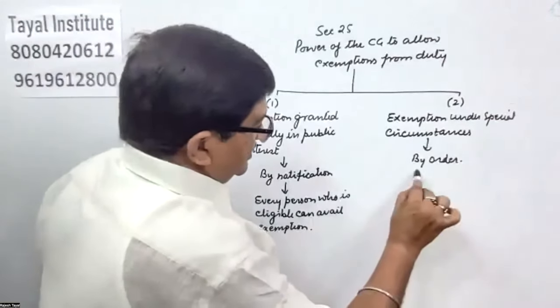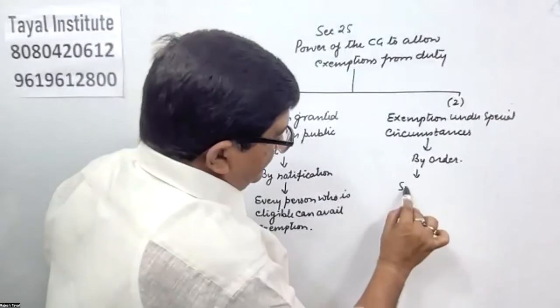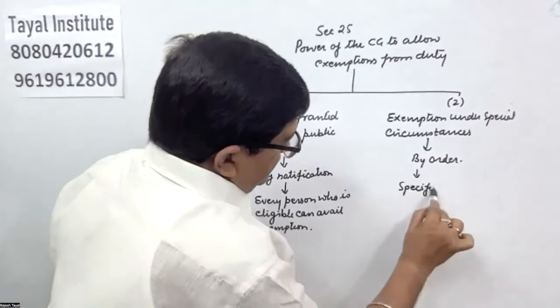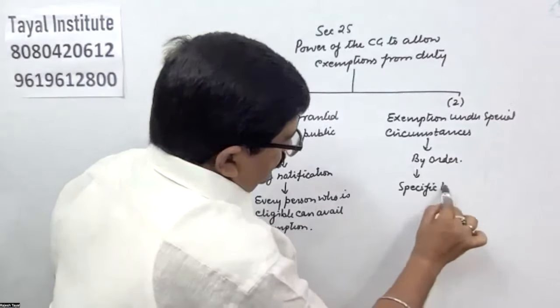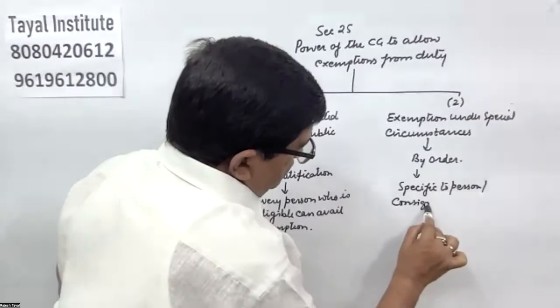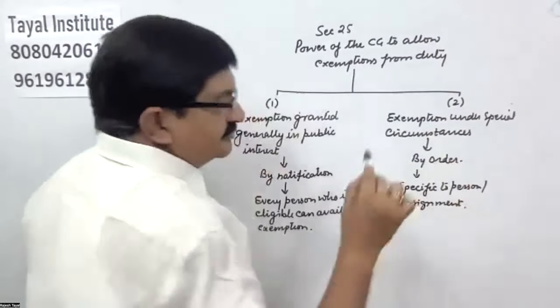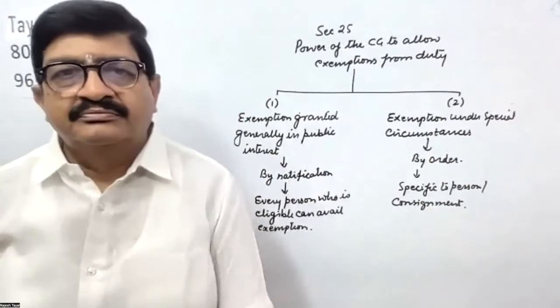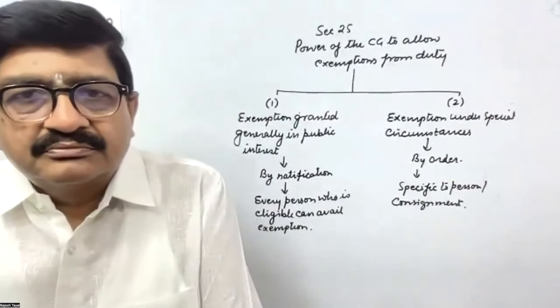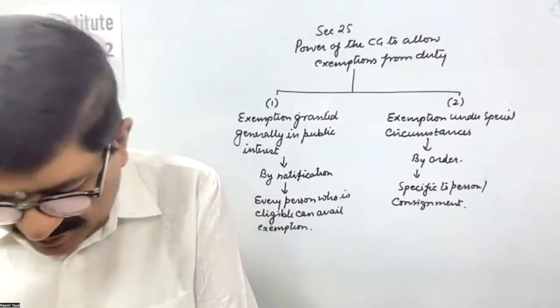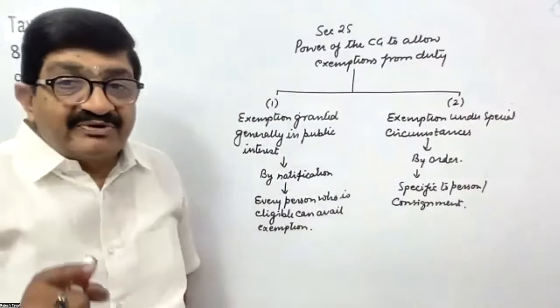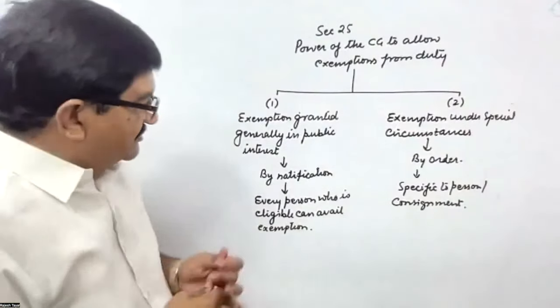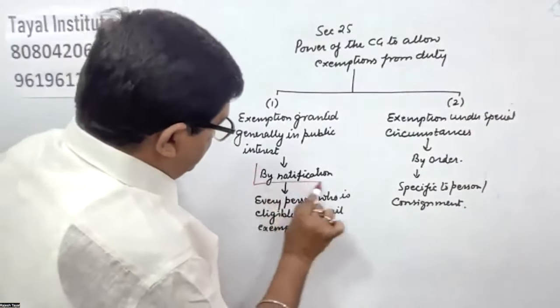This exemption, it is specific to person or consignment. Okay. So why section 25 is referred under section 159 both the clauses? Because this is by notification and this is by order.